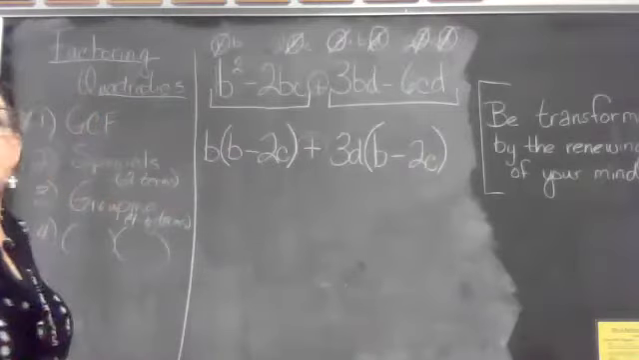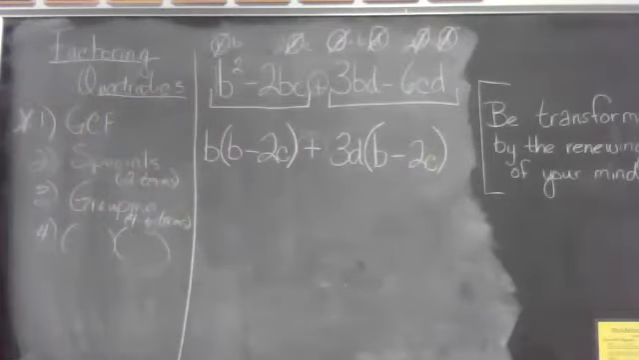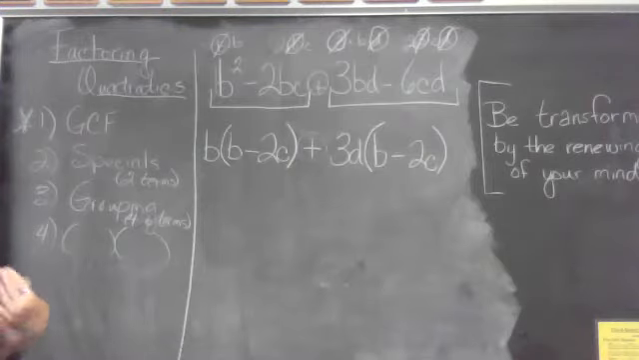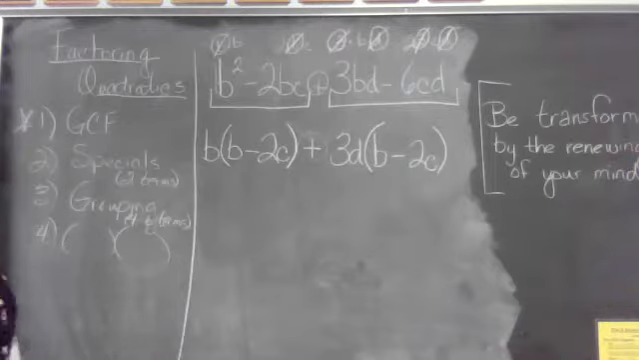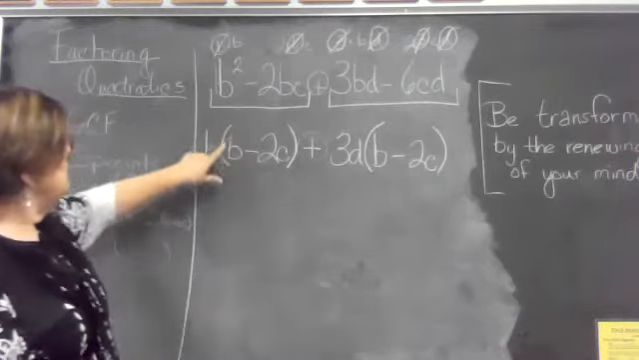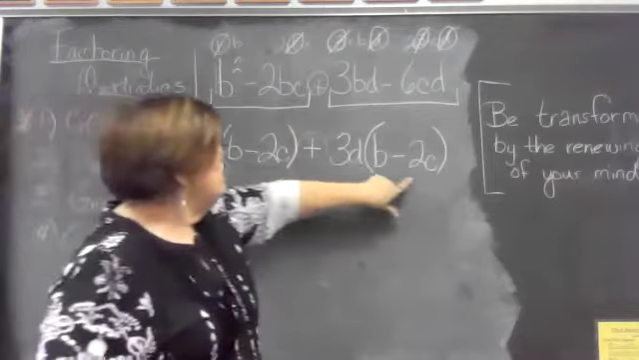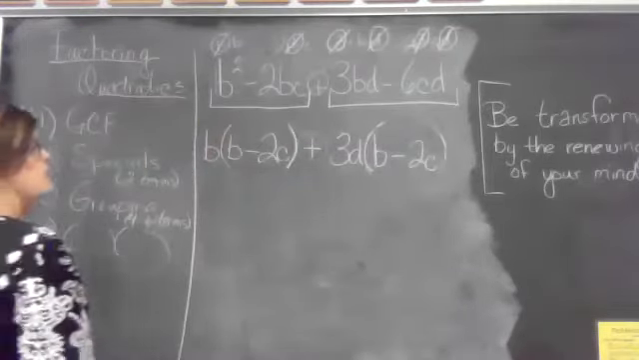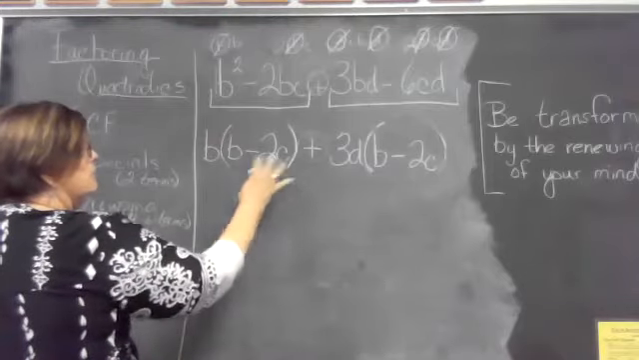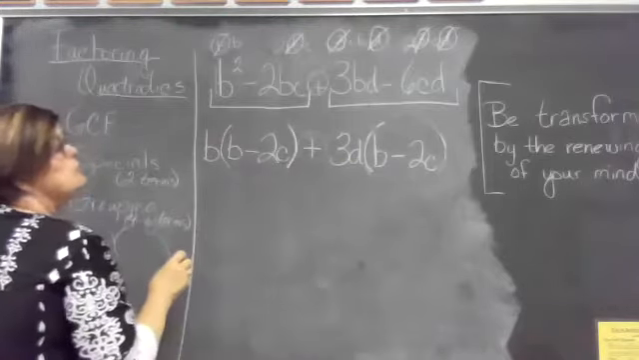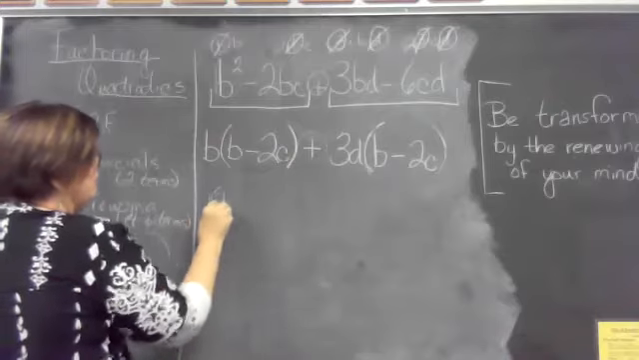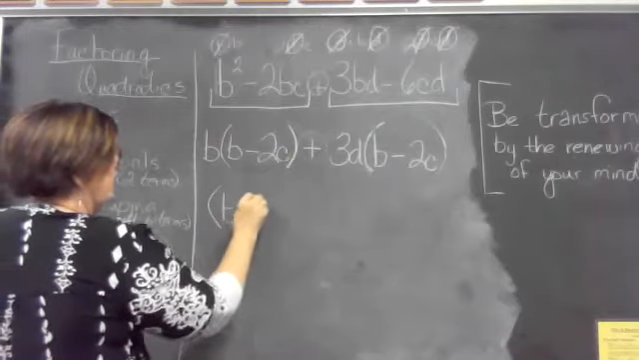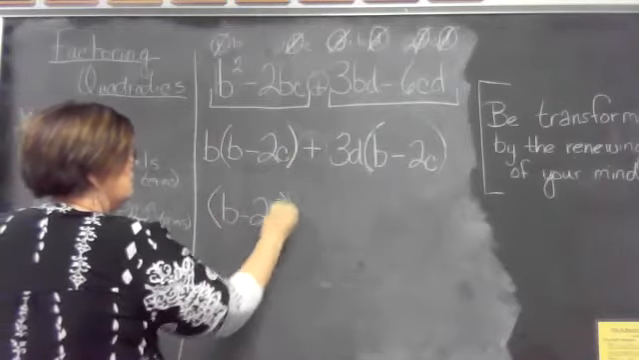Now, if we back up a minute and look, B minus 2C always gives us another greatest common factor. Notice that this is a factor and it is common with this factor. They're exactly the same. This is the greatest common factor in this binomial. So I'm going to pull that out front. I'm going to divide it out now.